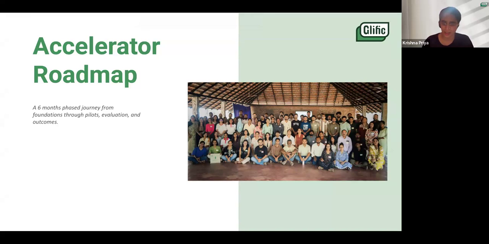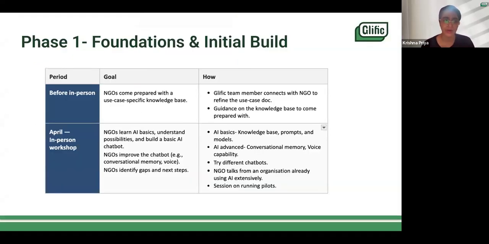So the accelerator, as you all know, is a 6 months cohort with 34 NGOs in the group. We have divided that into four phases. Phase one is about foundations and initial build. Before the in-person session, you did the setups, understood the basics of the Glific platform, and prepared the knowledge base.